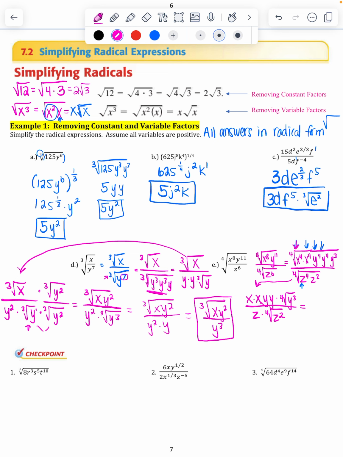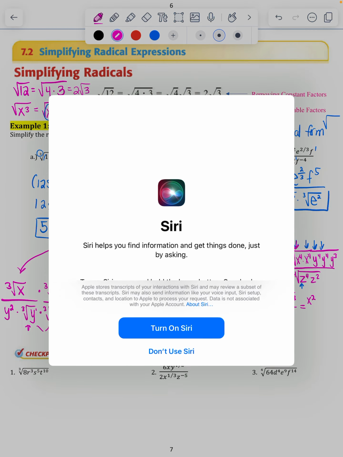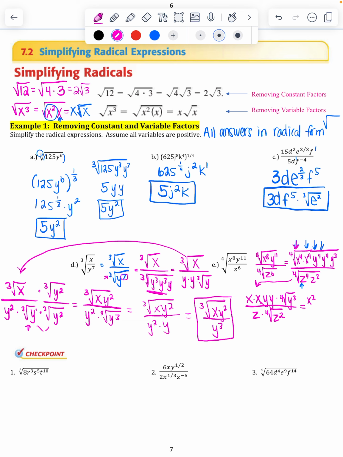Now we can simplify this a little bit, making it x squared y squared, and then times the fourth root of y to the 3rd over just z times the fourth root of z squared. And I wish that we were done, but we're not. We have to now get rid of the fourth root of z squared in the denominator. So to do that, we have to multiply the numerator and denominator by whatever will allow the fourth root of z squared to completely cancel out.